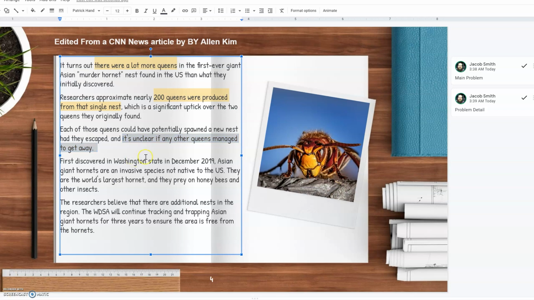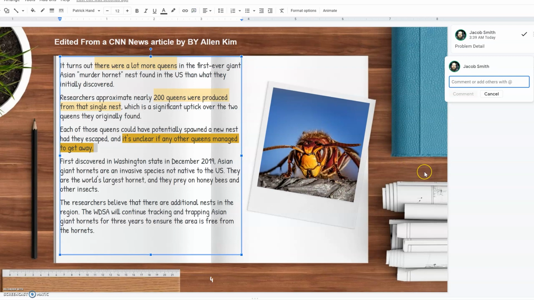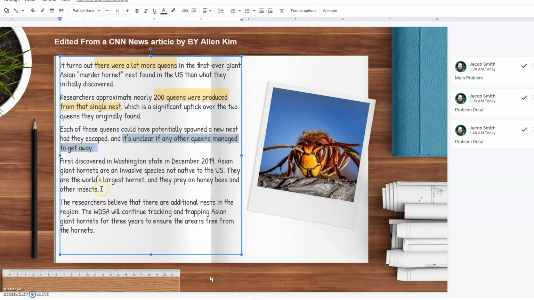The reason I'm saying this is because we already know that queens can spawn new nests, but the fact that one of them might have escaped is actually really the scary bit. That's why so many of them is a problem, right? Is because they could have escaped. And so I'm going to comment right here and say this is a problem detail. Okay, so let's read this next one.